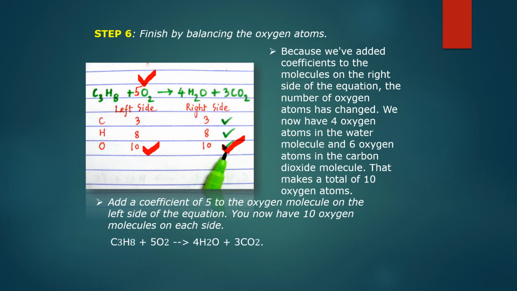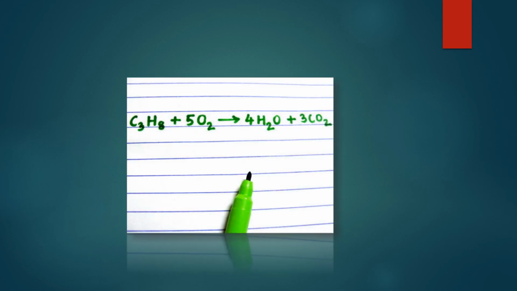Our equation becomes C3H8 plus 5O2 giving 4H2O plus 3CO2, and hence we have completely balanced. This is the final form of the equation: C3H8 plus 5O2 gives 4H2O plus 3CO2. Hope you have understood the entire process of balancing. We can do some more examples; work them out in your notebooks to find out how balancing is done efficiently.